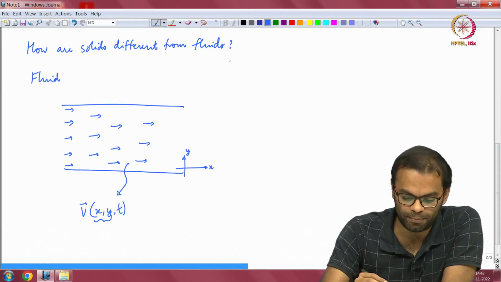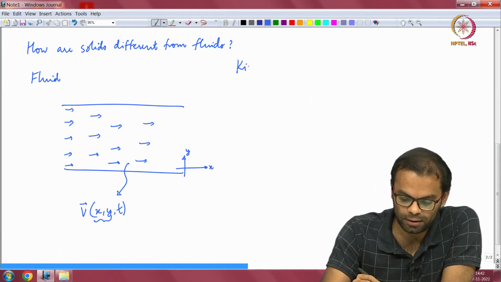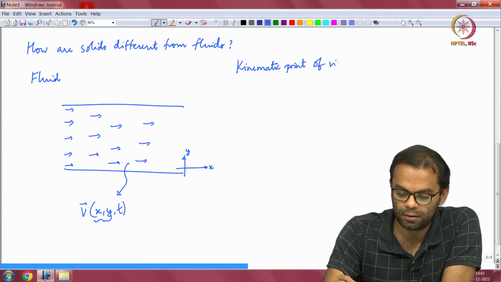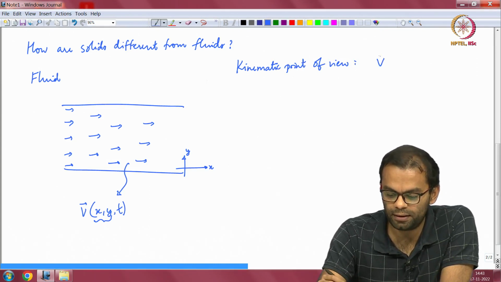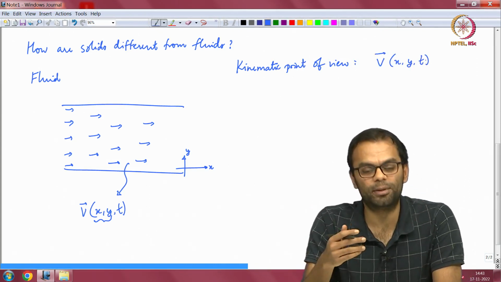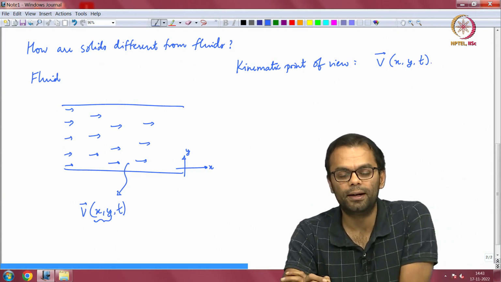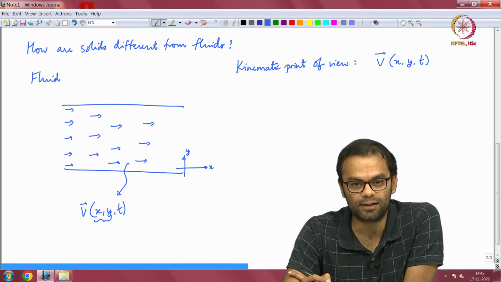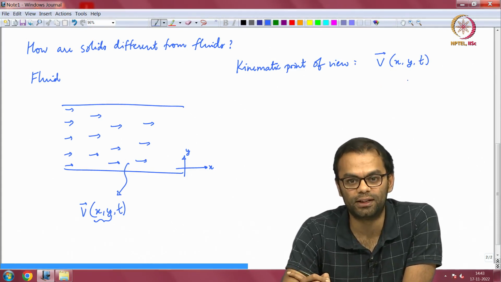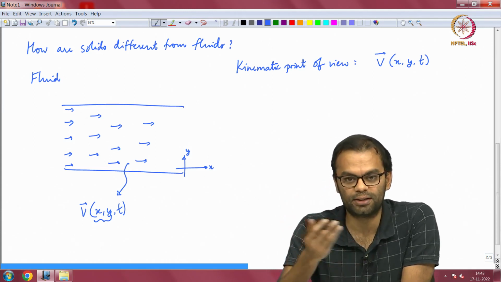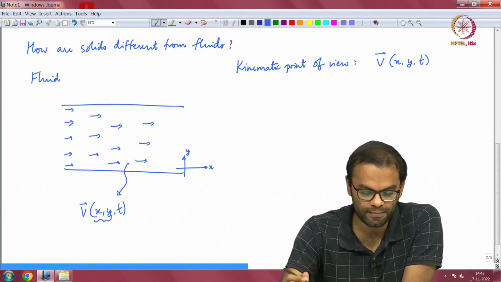So, from a purely kinematic point of view, the only thing you need for a fluid, in this case 2 dimensional, in 3 dimensions you will have one more component for the vector, is this velocity field. If you know the velocity field, you know everything about the kinematics of the fluid. This is of course assuming that the fluid is Newtonian, that it is not viscoelastic and so on, but nonetheless.